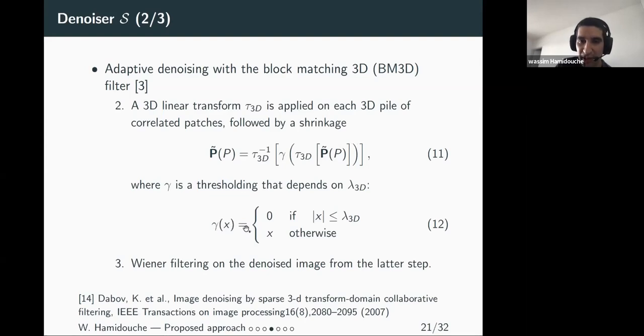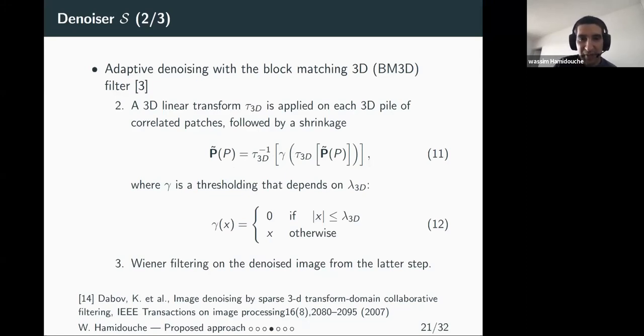So the thresholding is very simple. It just puts the transform coefficient to 0 if the coefficient in absolute value is lower than a threshold, and otherwise we keep the coefficient as it is if the coefficient is higher than this threshold. So as I said, this threshold is very important because it will give us the level of the thresholding we will perform. And the third step of this 3D block matching filter will be exactly the same as the second step, but here we perform not a 3D linear transform, but a Wiener filtering. But this Wiener filtering is performed on already filtered piles of patches, already filtered by the second step.